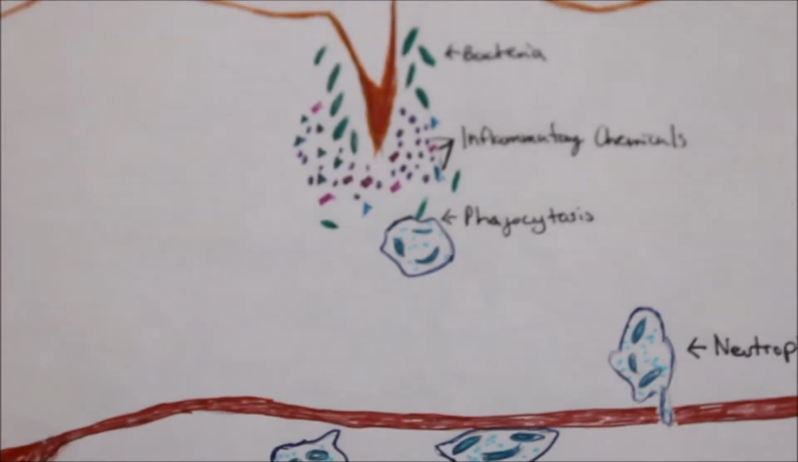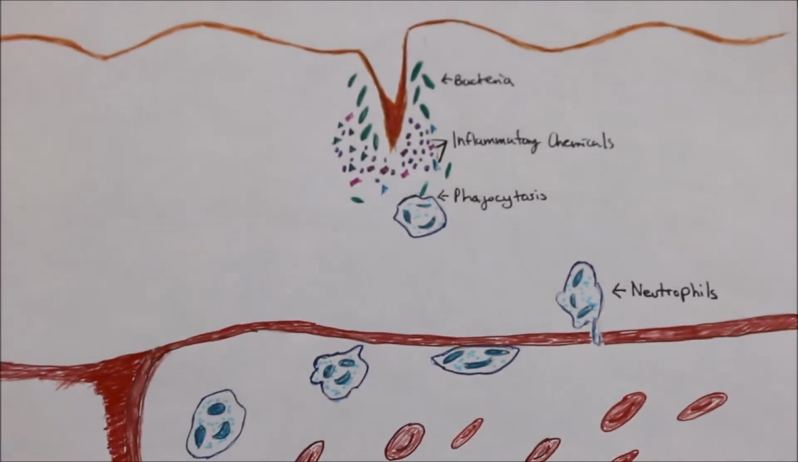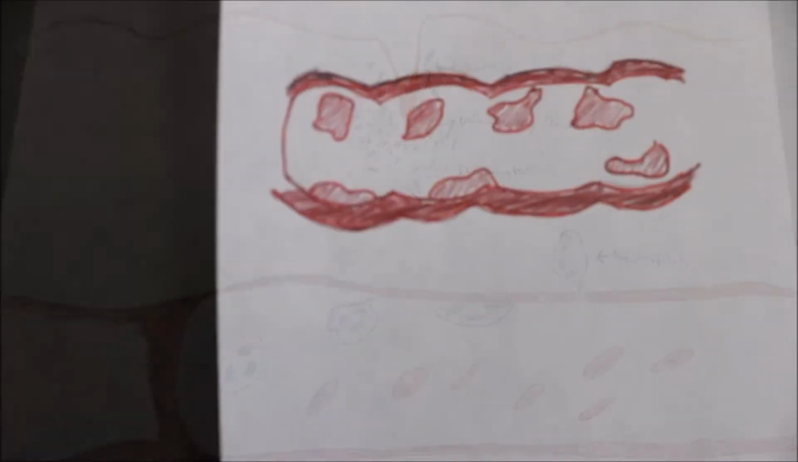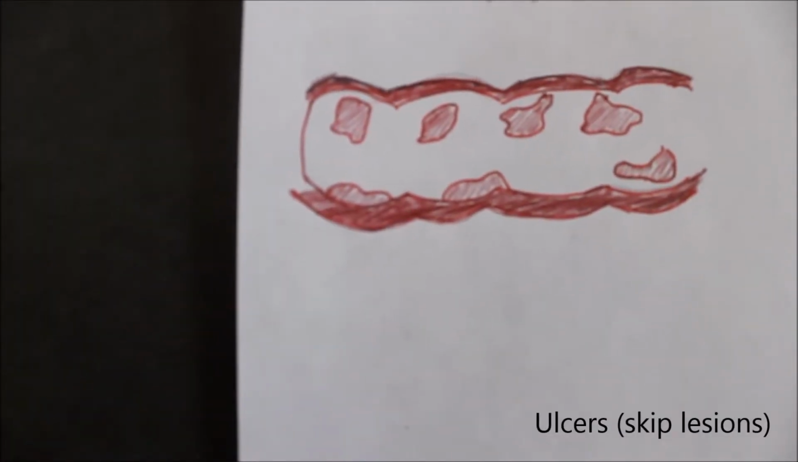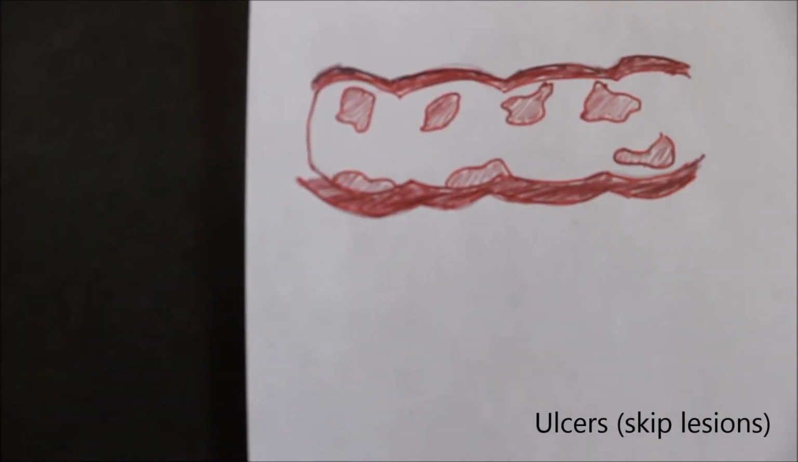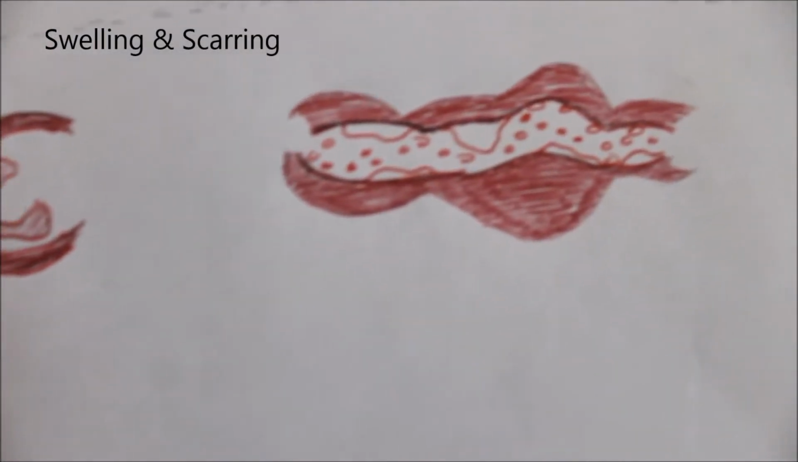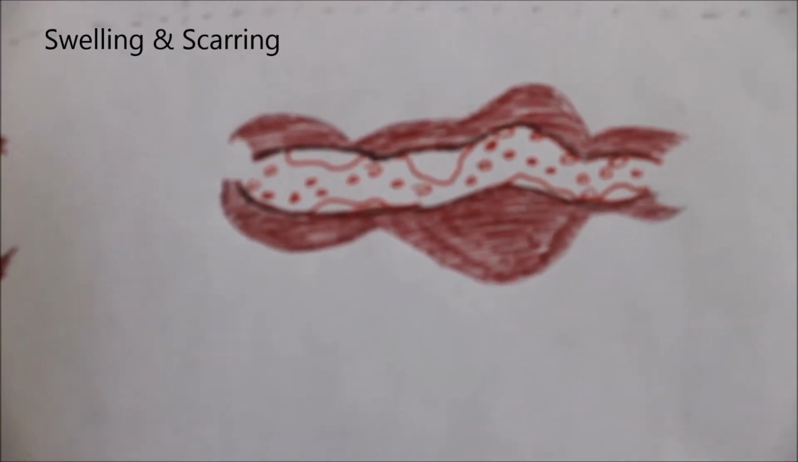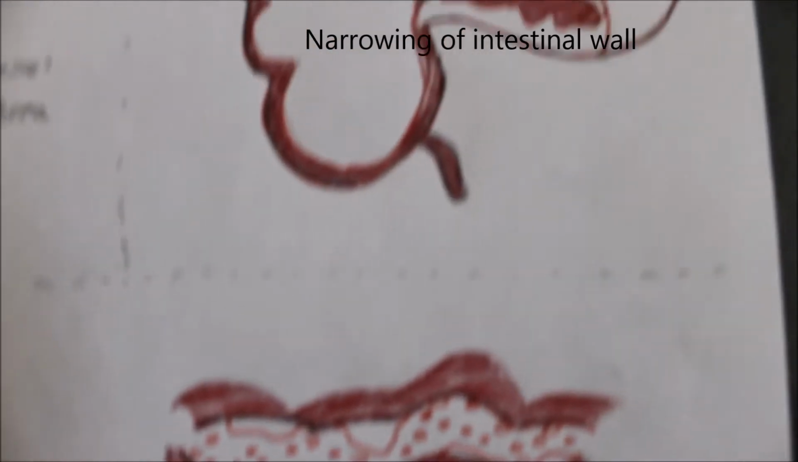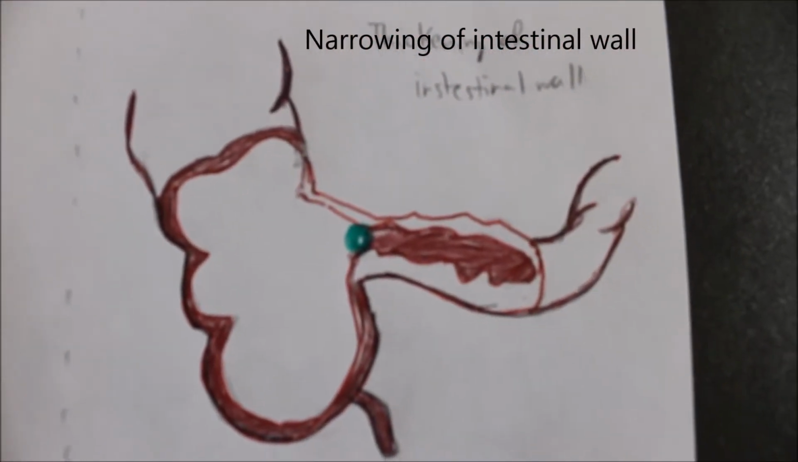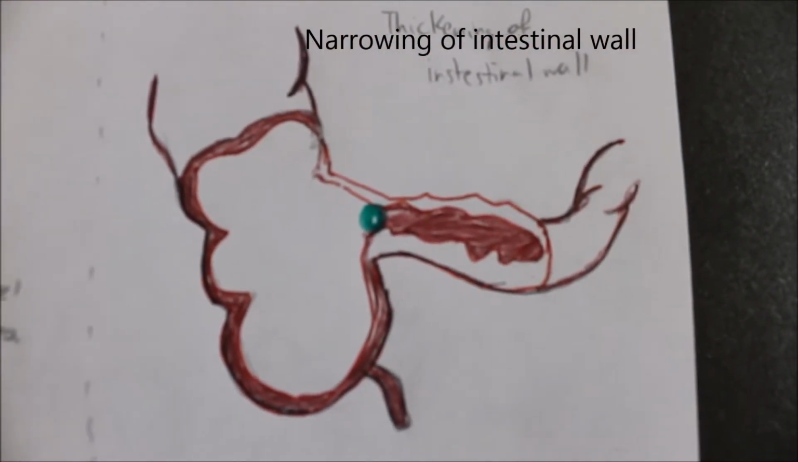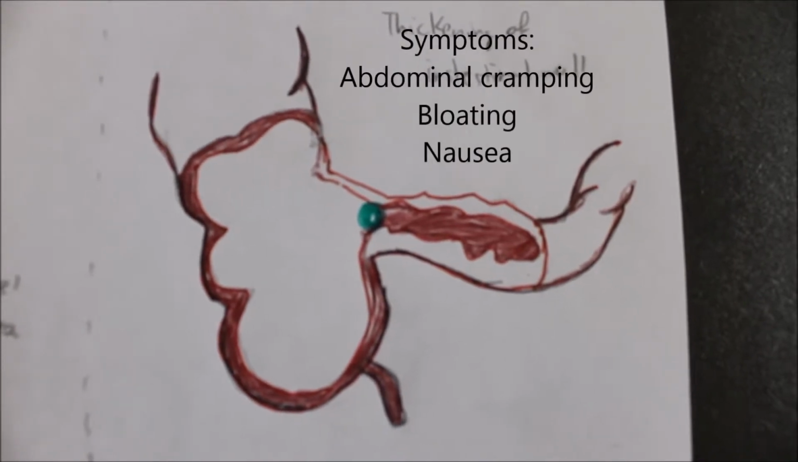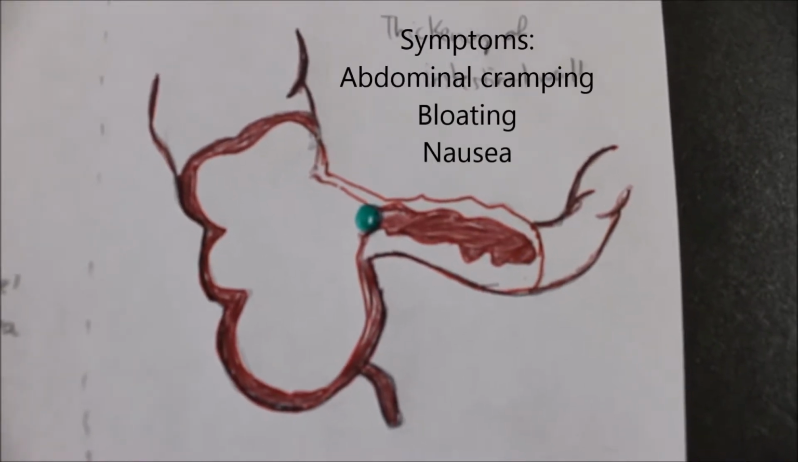In Crohn's disease, due to genetic factors, the inflammatory response does not stop. Chronic inflammation causes ulcers to form on the bowel, causing pain. It also causes swelling and scarring of the intestine. Inflammation and scarring can lead to narrowing of the intestinal wall. The narrowing of the wall can cause intestinal obstruction, which explains symptoms of abdominal cramping, bloating, and nausea.